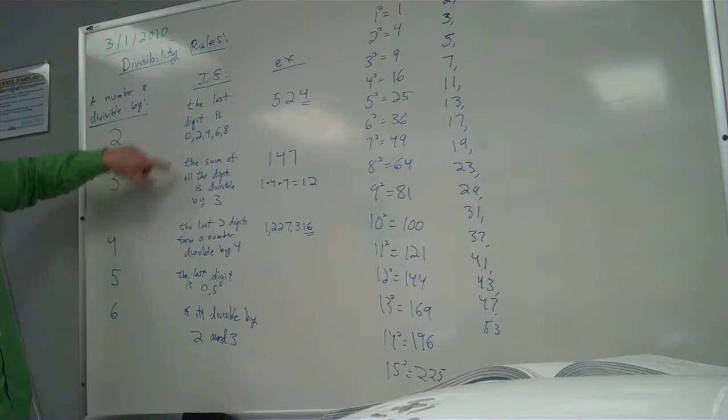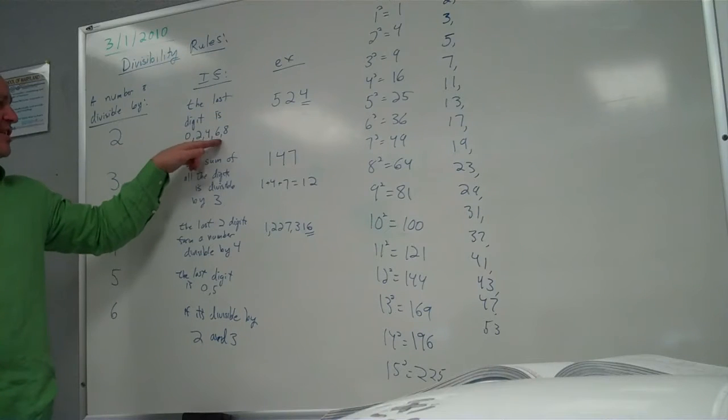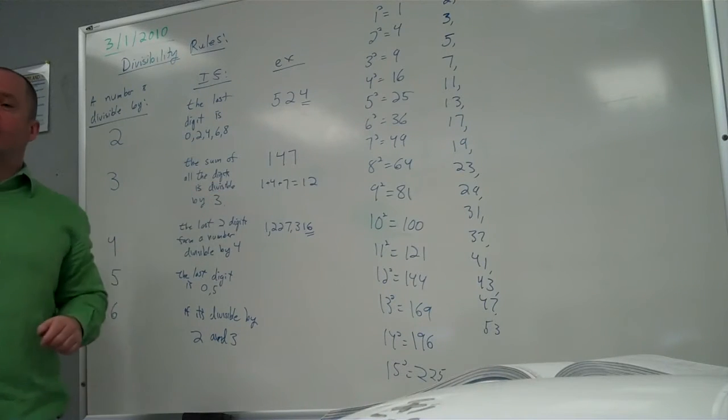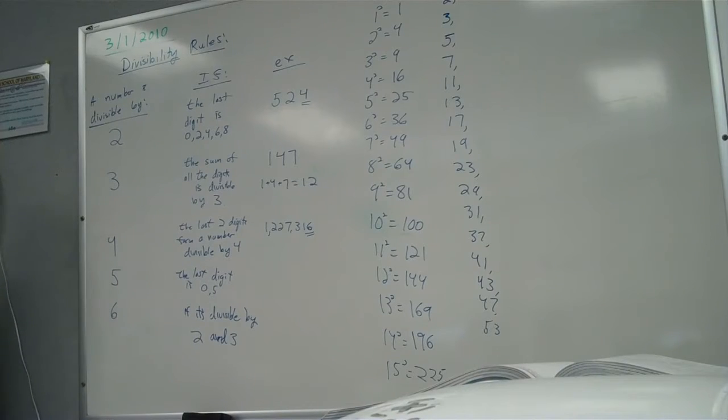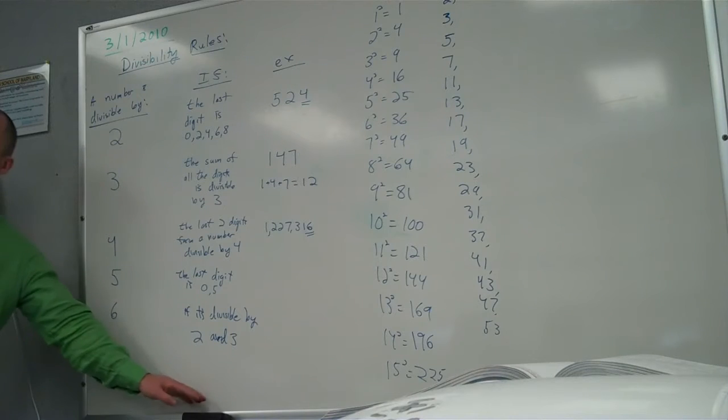If you got a yes for 2 and 3, if it's an even number that ends in 0, 2, 4, 6, or 8, when you add up all its digits, they add up to a number divisible by 3, then it will also be divisible by 6. Wait, what? If it's divisible by 2 and 3, then it's also divisible by 6. Or what if it's just divisible by one of them? Then it's not divisible by 6.